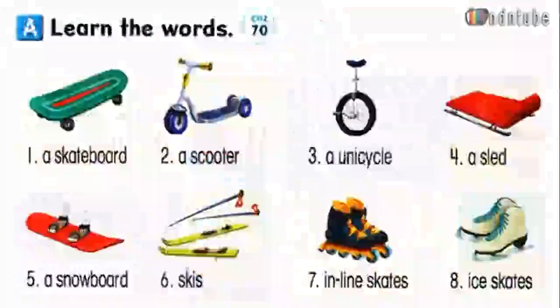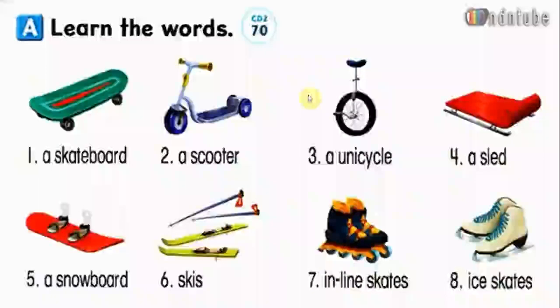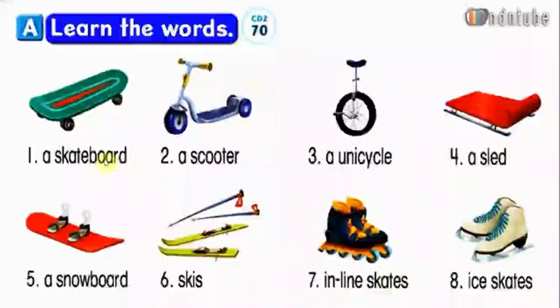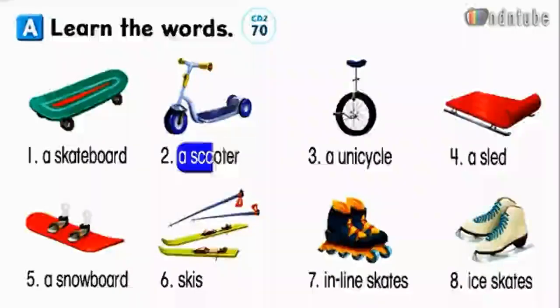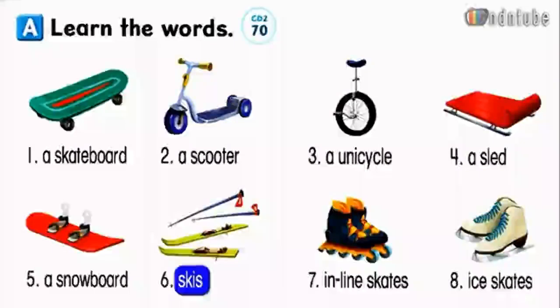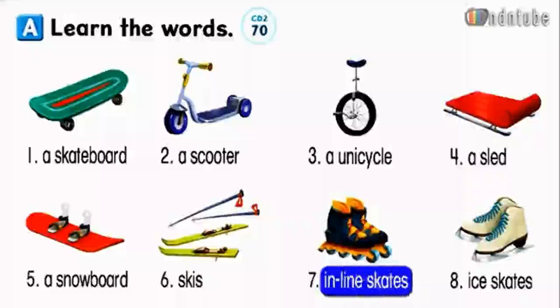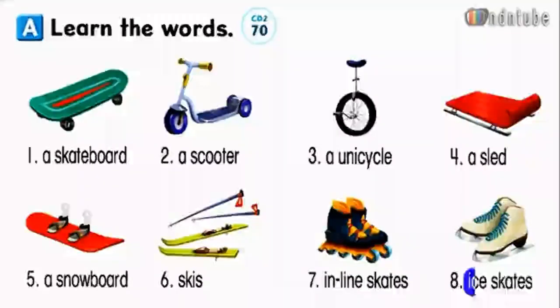Page 68. Let's learn. A. Learn the words. هسه هنا عندنا راح نتعلم أسماء الألعاب. Okay. Number 1. A skateboard. Number 2. A scooter. Number 3. A unicycle. Number 4. A sled. Number 5. A snowboard. Number 6. Skis. Number 7. Inline skates. Number 8. Ice skates. اوكي هنا هسه هاي الكلمات نعيدها اكثر من مرة ونحاول نقرأها.